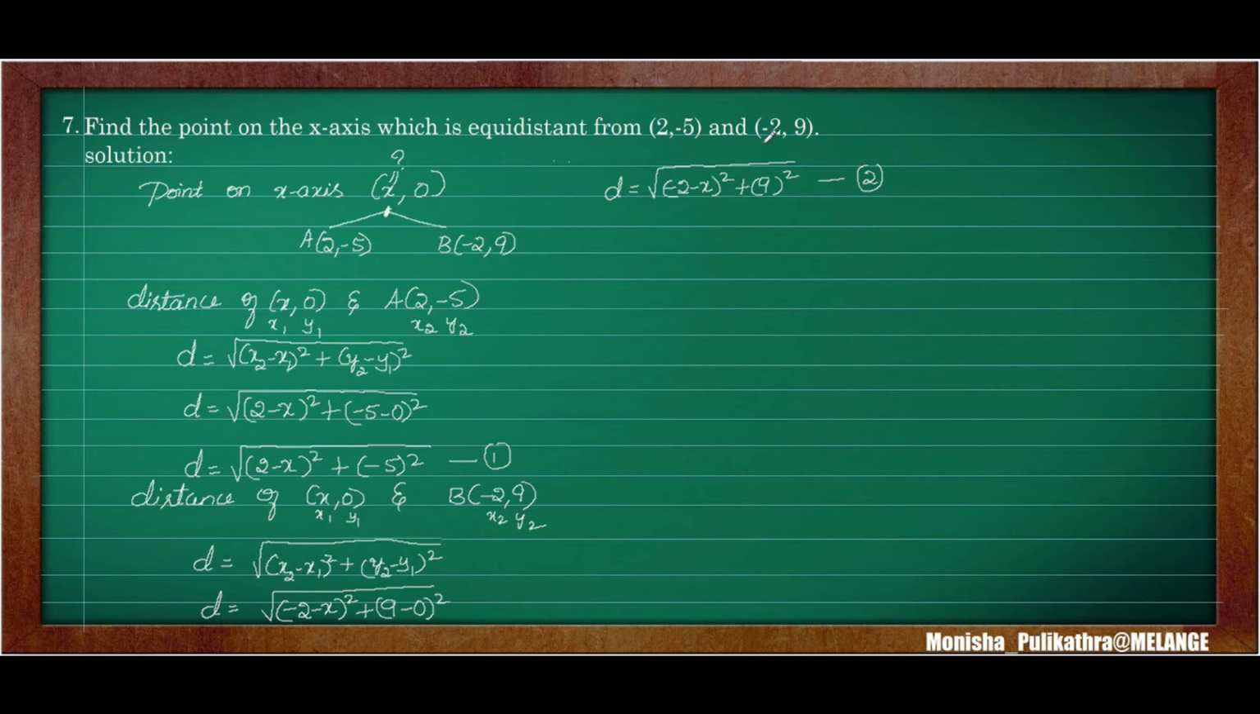So what they have given, the two distances, these two distances are equal, that is equidistant. Okay. So the distances are equidistant.